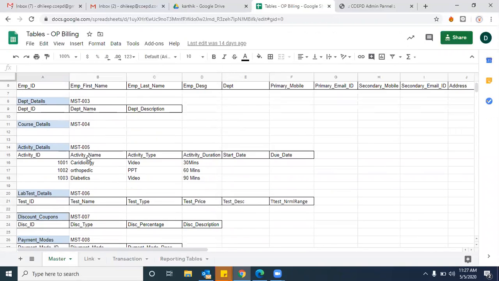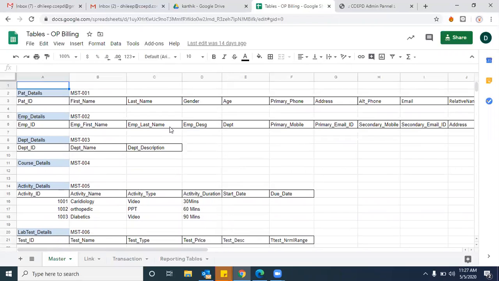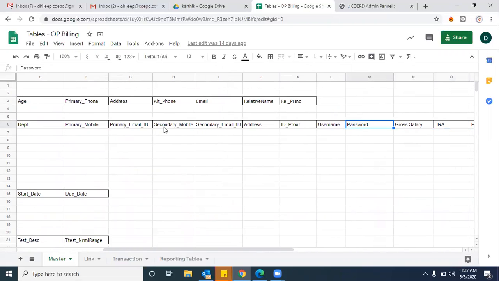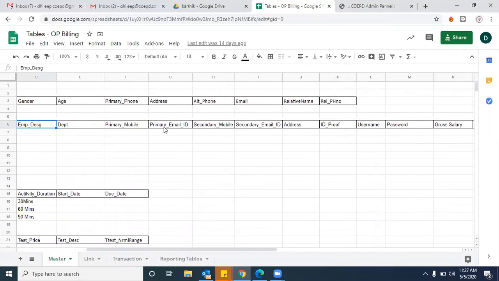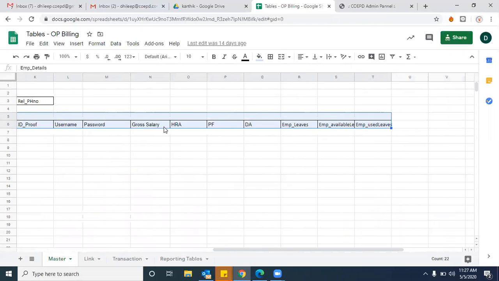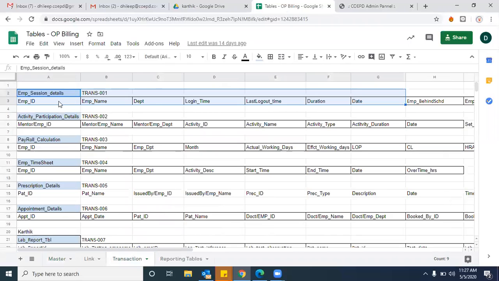Go up. Login time and logout time. Username and password, where is it? Yeah, username and password, see this one. Karthik, you understood this table that we are going to map there, right? Because this table you are using there for username and password, for login.